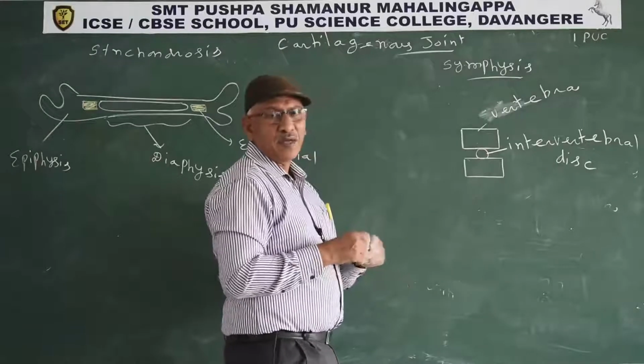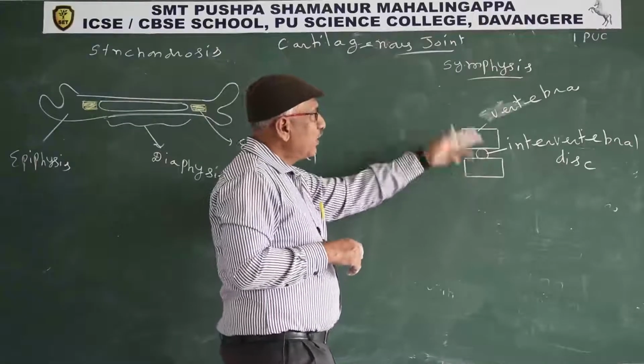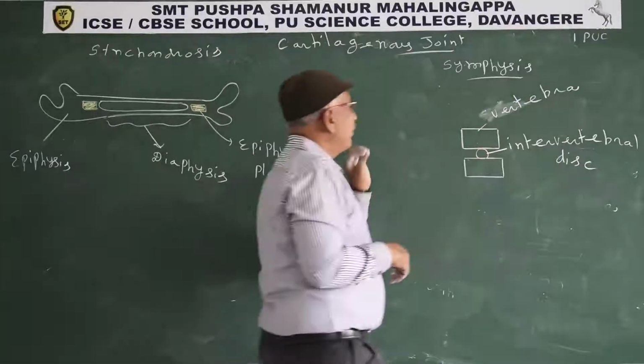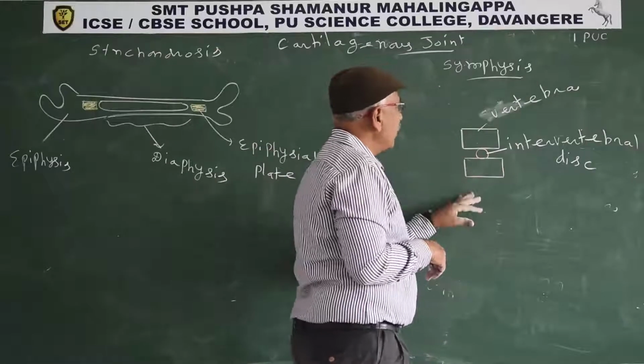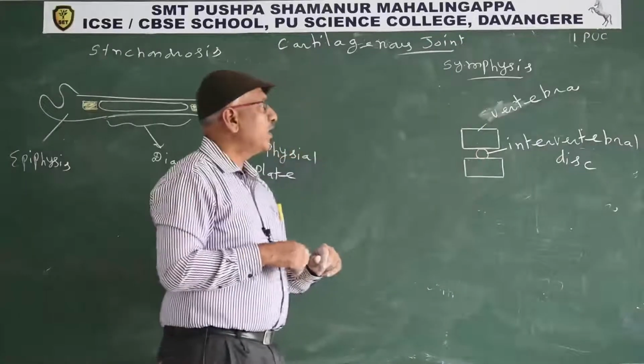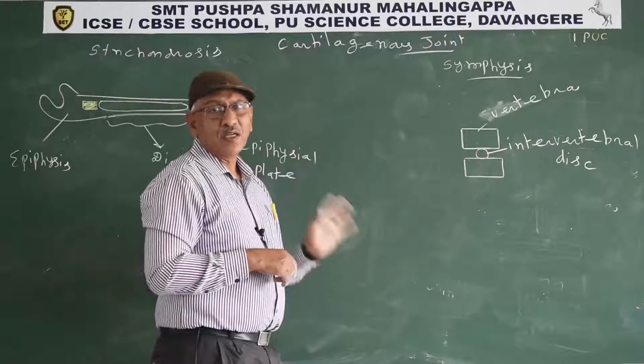Symphysis: if fibrous cartilage is present between the two bones, it is known as symphysis. The intervertebral disc is a fibrous cartilage. It is present between the vertebrae. Vertebrae are bones, so if fibrous cartilage is present between the two bones, it is known as symphysis. Example: the intervertebral disc present between the vertebrae.